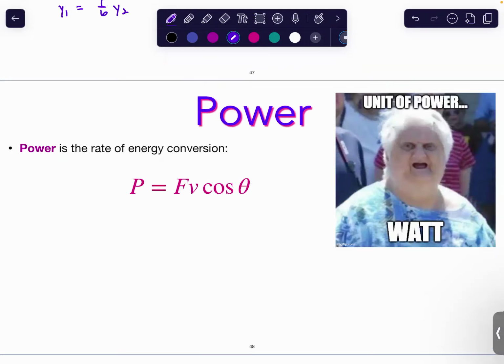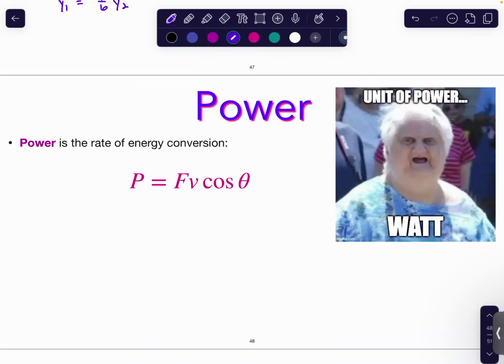Okay, now we want to talk about the concept of power.